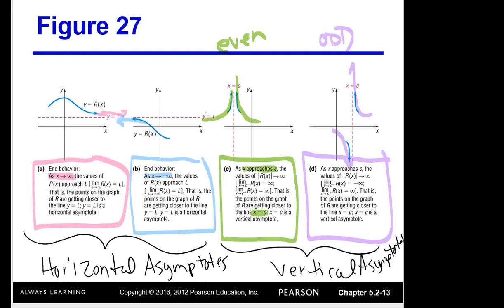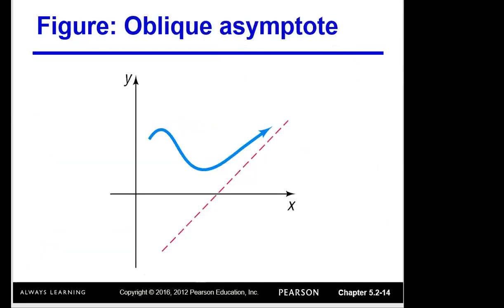But that's not the only two ways I can draw a line. You can also draw slanted lines, you know, y equals mx plus b. And when you do, those are called oblique asymptotes.